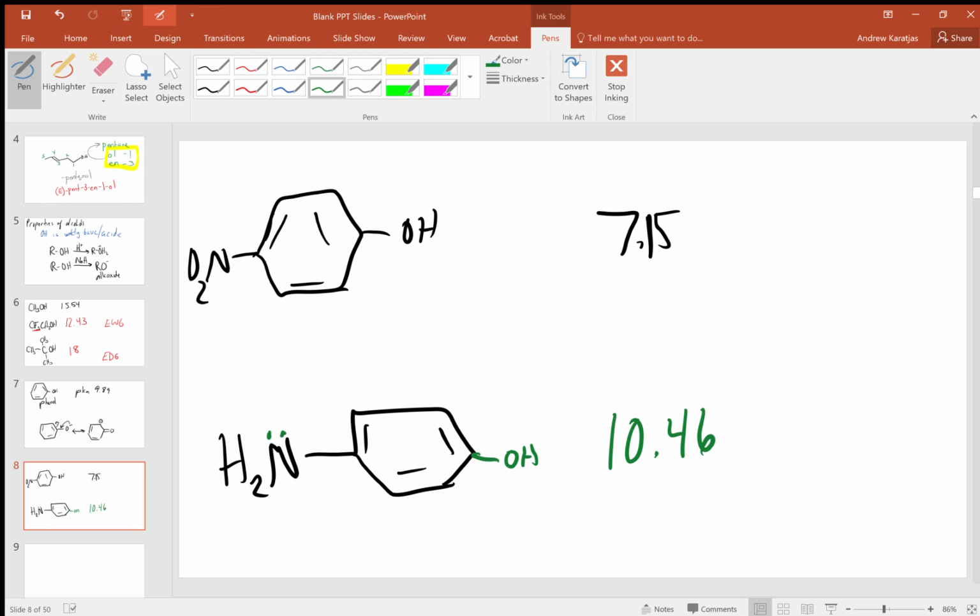Now, we can see at 10.46, that's still quite a bit more acidic than when we didn't have the aromatic ring at all. But not nearly as acidic as having nothing or having a withdrawing group.